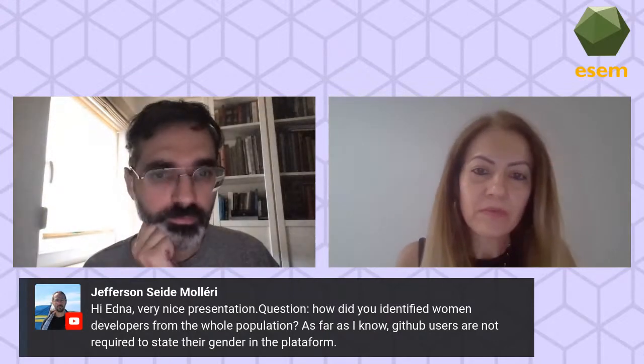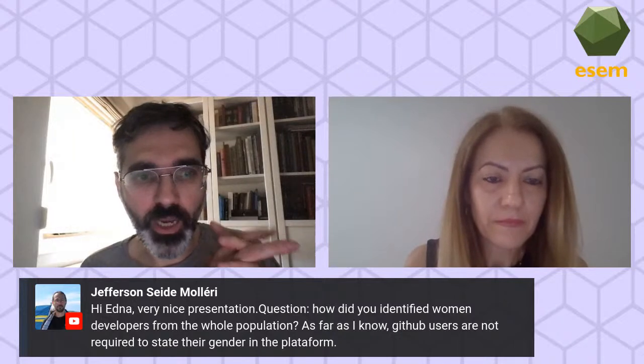How did you identify women developers from the whole population? As Jefferson said, GitHub users are not required to state their gender in the platform. We identified the core developers by the two tools, Gender Computer and Namsor. And the ones they were not able to classify, we classified by a manual method. Well, maybe I can comment that Gender Computer and Namsor are based on names. Ah, okay. But they interpret names through the gender lens.